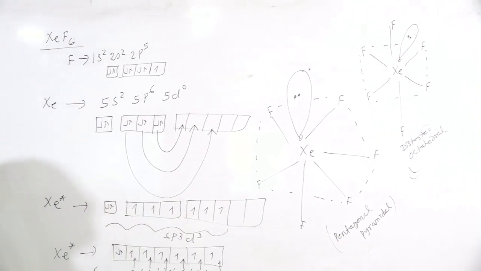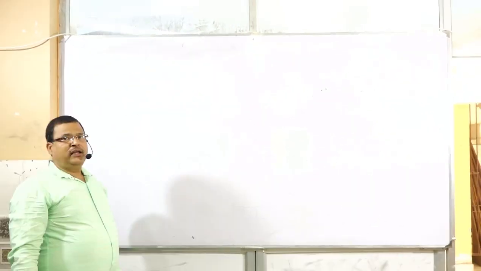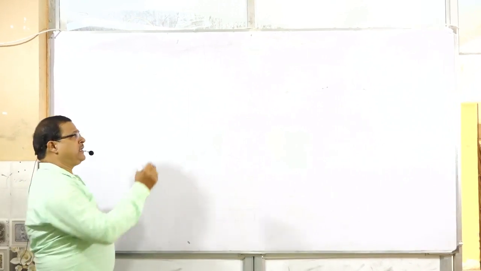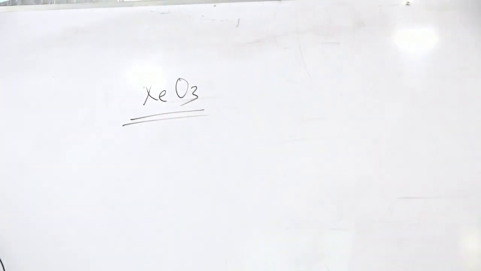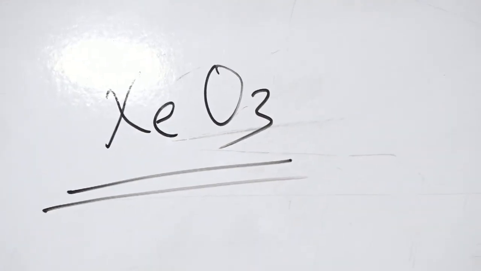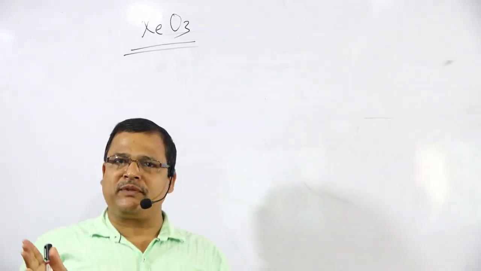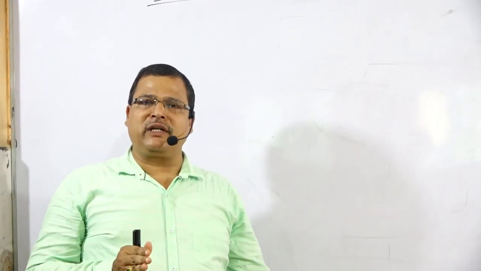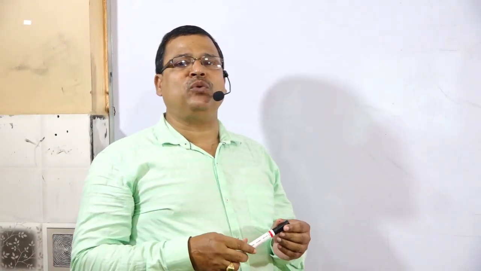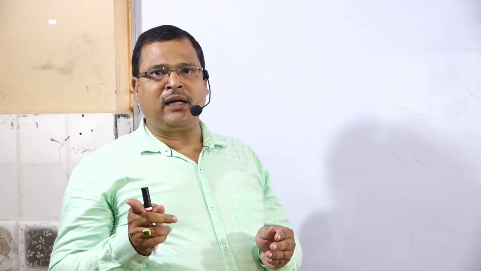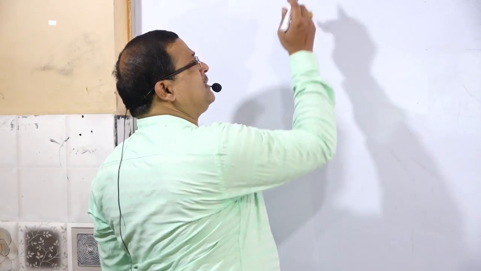Next we will go for the structure of the oxide compounds of xenon, starting with xenon trioxide, XeO3. We know hybrid orbitals containing unpaired electrons form sigma bonds. Hybrid orbitals containing paired electrons are treated as lone pairs. An unhybridized orbital containing an unpaired electron forms a pi bond. In oxygen there are 2 unpaired electrons, and one will form sigma, another will form pi.